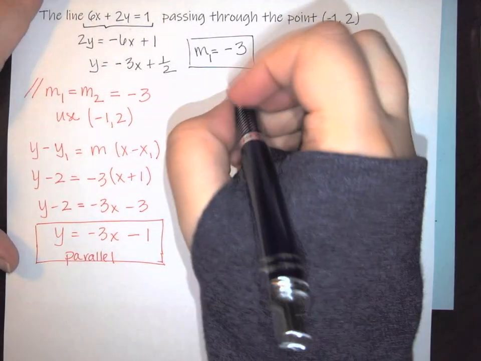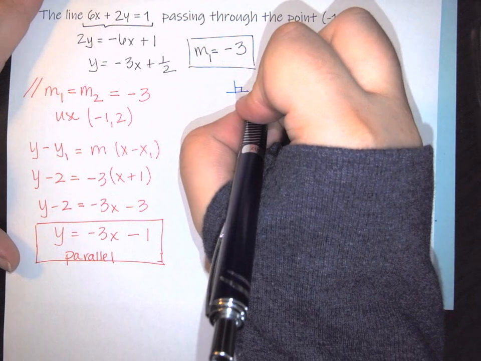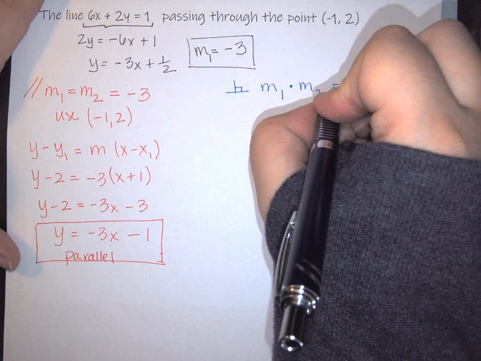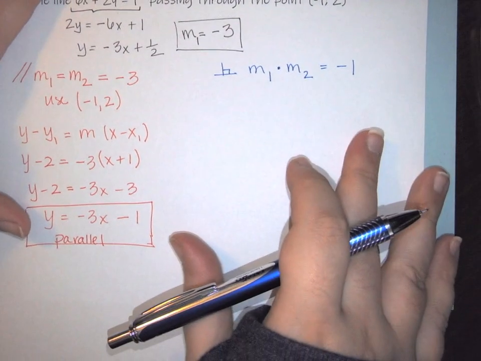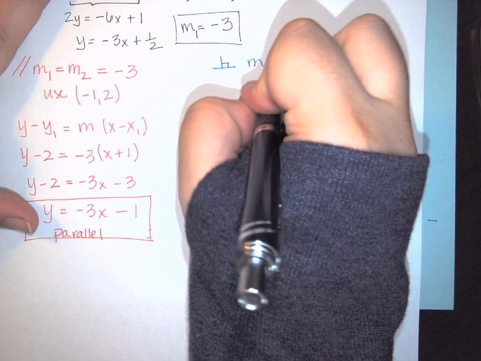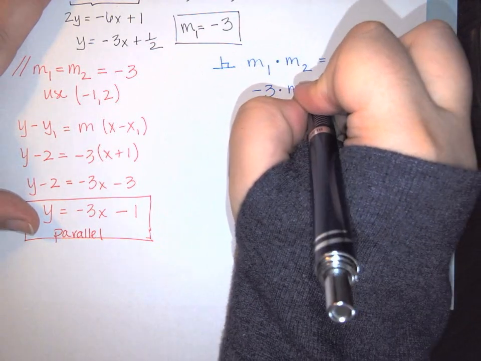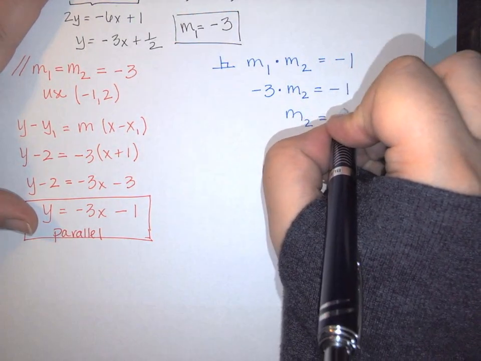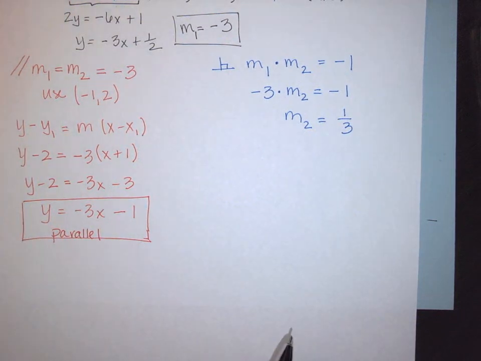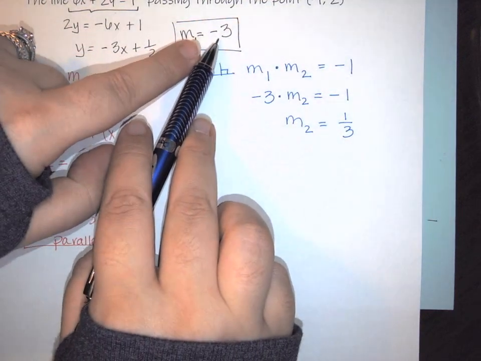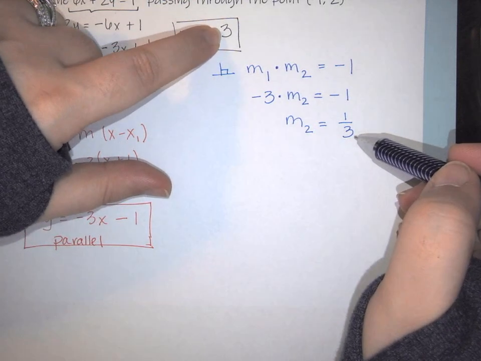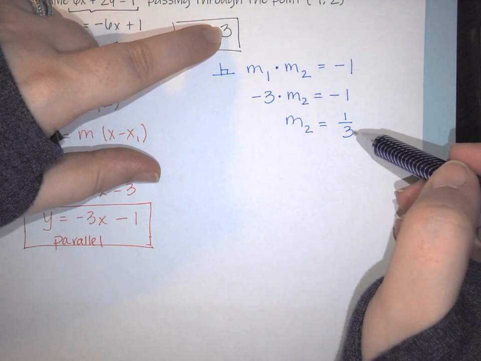Now let's look at perpendicular. Perpendicular again says that if I take my first slope and I multiply it by the second slope, I should get negative 1. So we have to figure out what that second slope is. So we have that negative 3 times my second slope equals negative 1. So my slope here is going to be 1/3. Now notice the rule said opposite reciprocal. So opposite means opposite signs. My first slope was negative, so my perpendicular is positive. And then reciprocal says take the reciprocal of your number. So my first slope is the whole number, the reciprocal is flip it over.